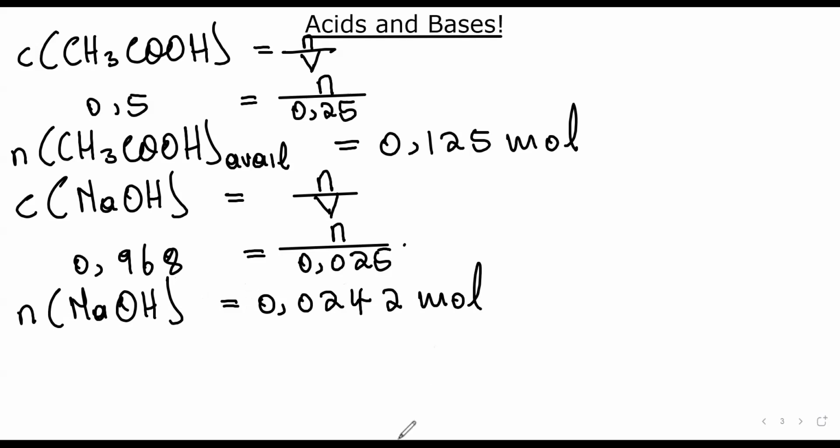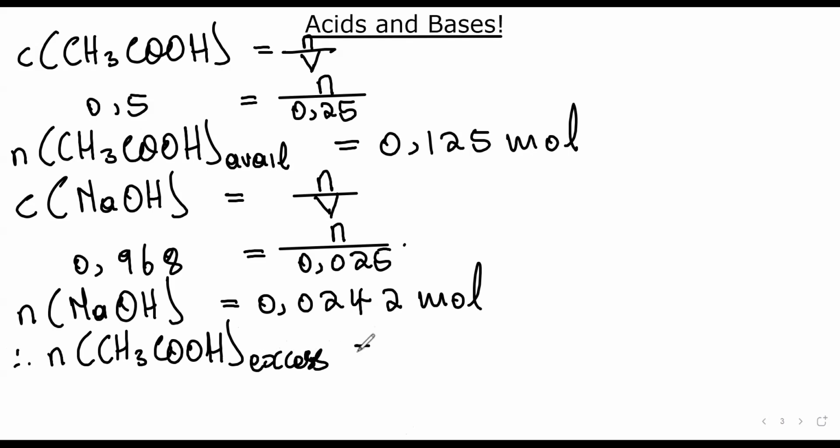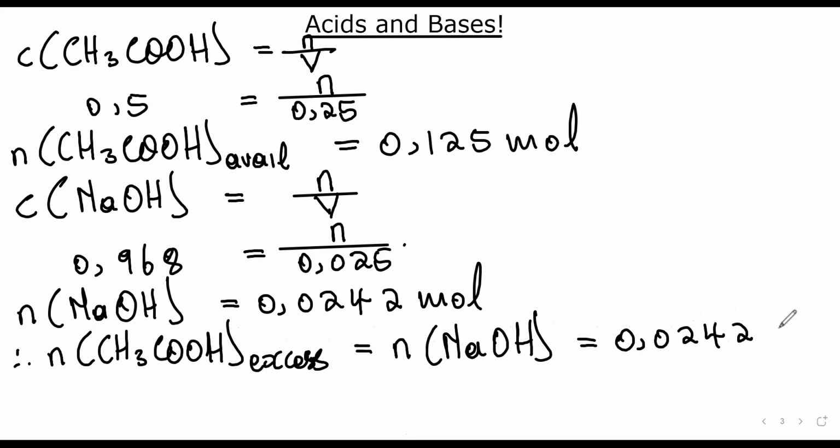But then if we study this chemical reaction, we can see that the mole ratio is 1:1 between acetic acid and sodium hydroxide, which means that the number of moles of acetic acid, which are in excess, right, is actually equal to the number of moles of sodium hydroxide, which is simply 0.0242 moles.